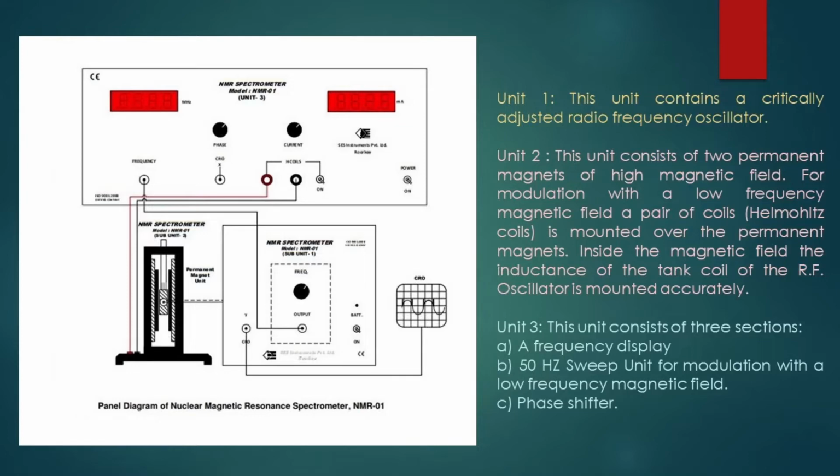So there are 3 parts in unit 2. 2 permanent magnets are there, and 2 Helmholtz coils are mounted over the permanent magnets, and the inductance of the tank coil of the RF oscillator is mounted in the uniform field.